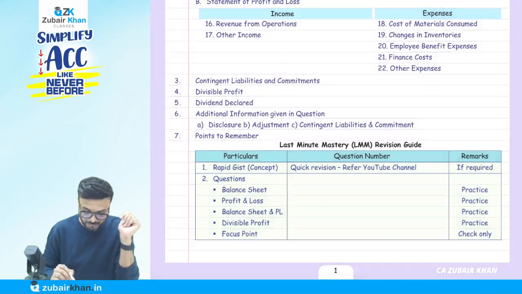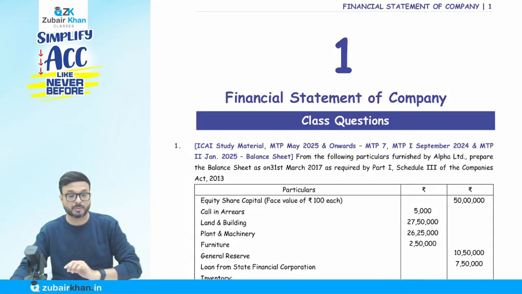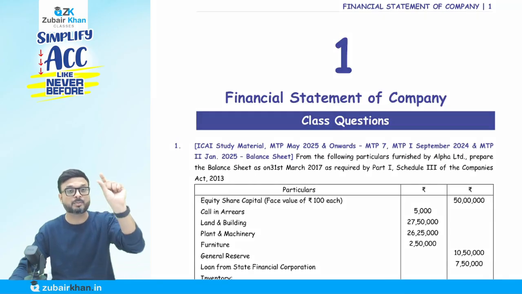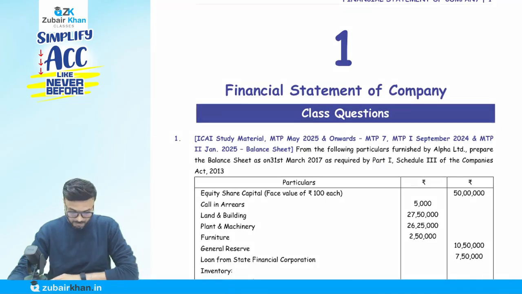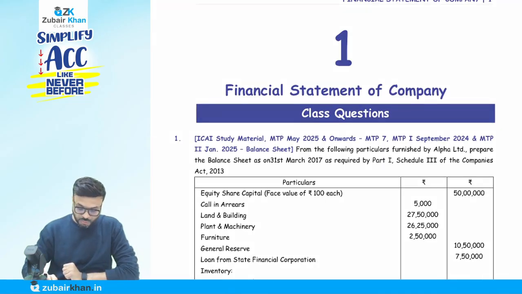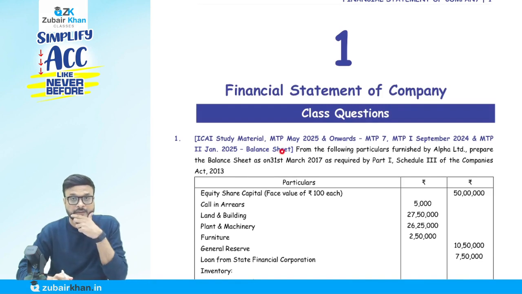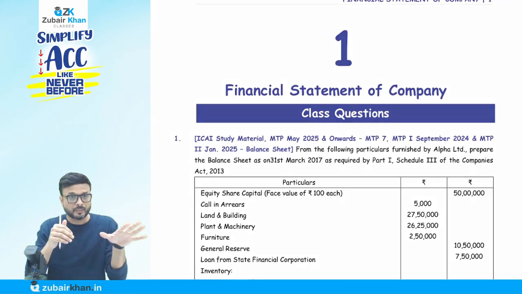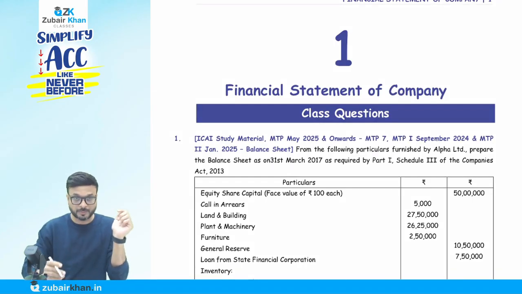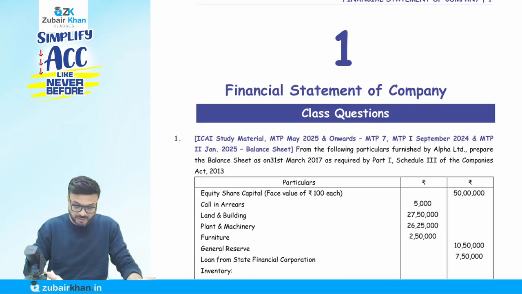Okay, now come to your question number 1, and this is from question bank book number 1. Now come to question number 1 here. This question is also asked in the ICAI study material and the mock test paper May 2025 and onwards. Basically, in May 2025 they issued the mock test paper, and there are a total of 8 questions.